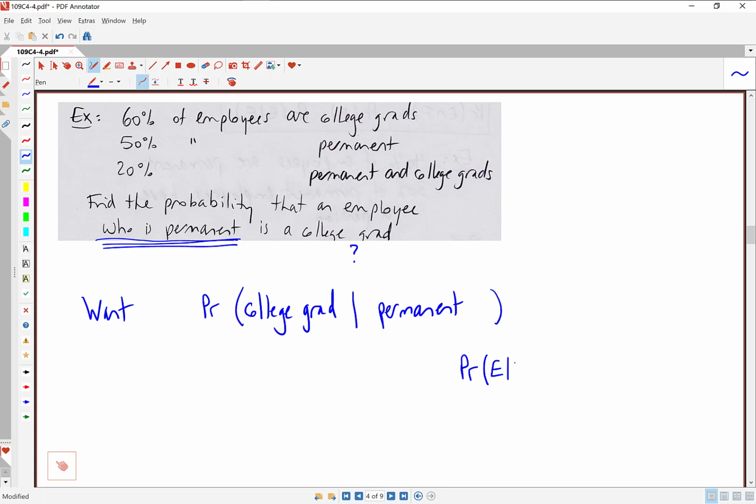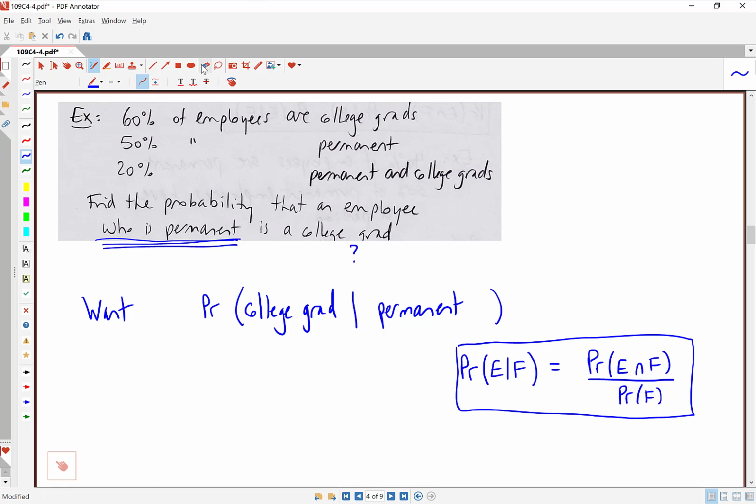So we're doing probability of E given F. There's one formula that involves number of elements, and there's another one that involves probabilities. Because we're seeing probabilities in this question, we're going to use the probability version. So we go probability of E and F divided by probability of F. So let's try to apply this for this particular example.